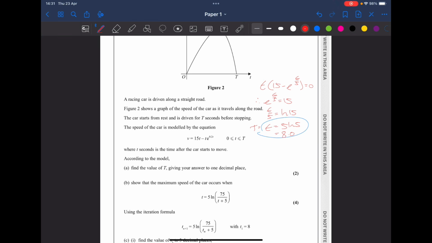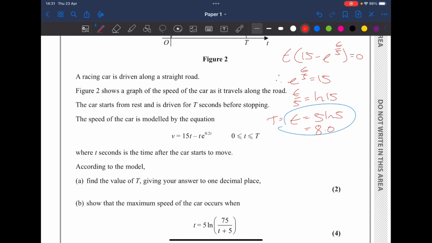When we look at part B then, find the maximum, show the maximum speed occurs when this happens. So for maximum speed, we need to differentiate. Let's find dv/dt. For the first term, 15t becomes just 15. For the next term, we need the product rule because we have t and e to the 0.2t. First we differentiate t, we get 1, and then we just times it by the e to the t on 5. And when we differentiate the e to the t on 5, a fifth comes down.